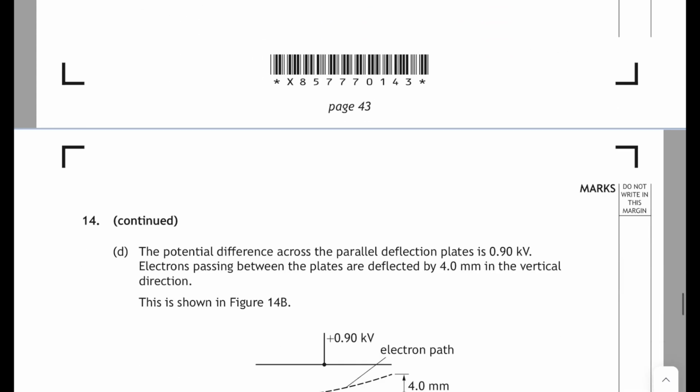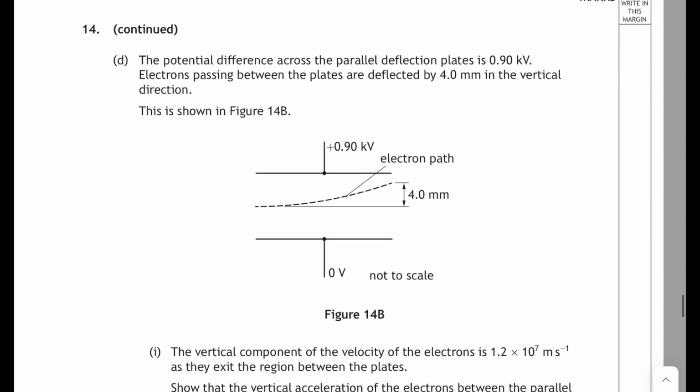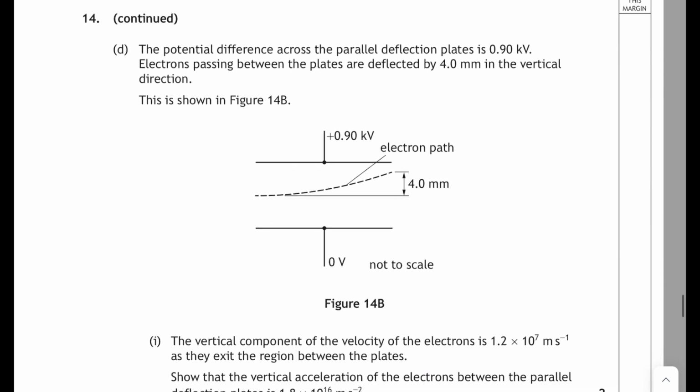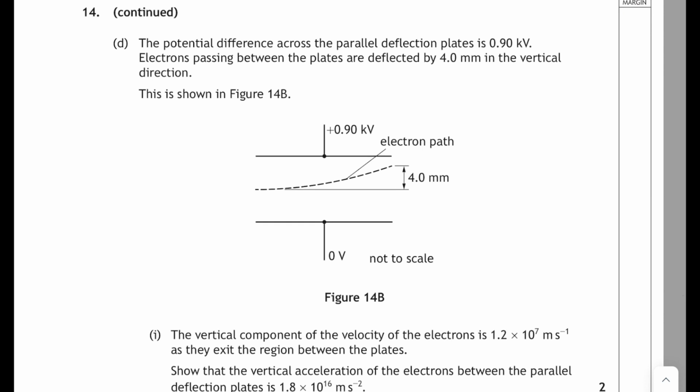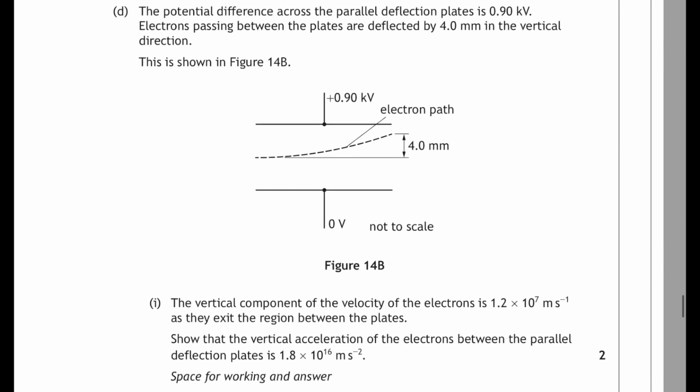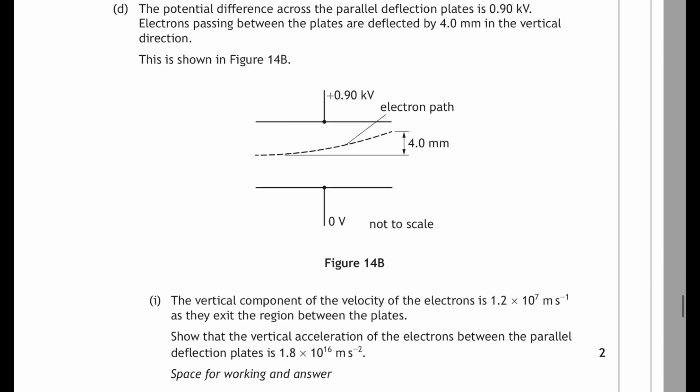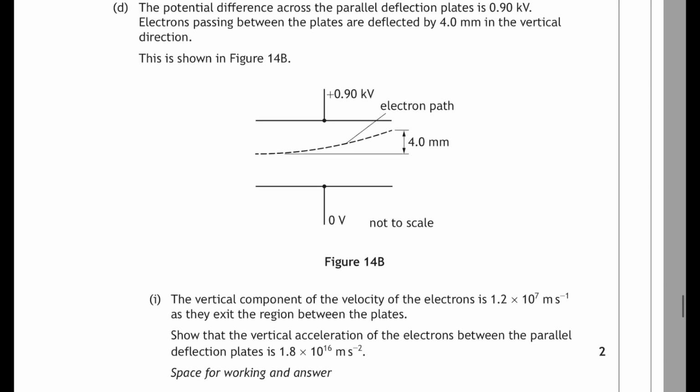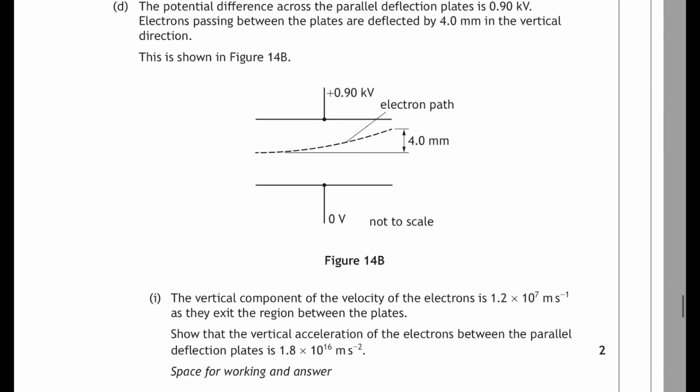And then part D, the potential difference across the parallel deflection plates is 0.90 kilovolts, and electrons passing between the plates are deflected by 4.0 millimeters in the vertical direction, and that's shown in figure 14b. And in part 1, the vertical component of the velocity of the electrons is 1.2 times 10 to the 7 meters per second as they exit the region between the plates. And we've to show that the vertical acceleration of the electrons between the parallel deflection plates is 1.8 times 10 to the 16 meters per second squared.